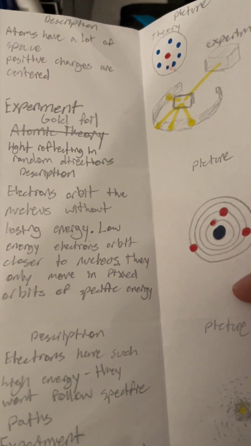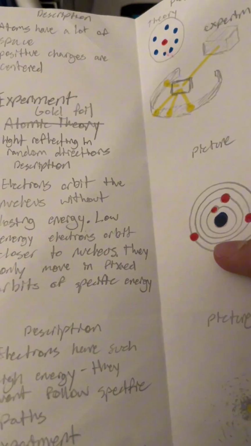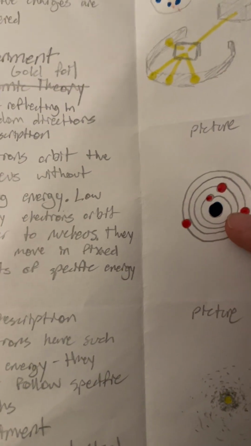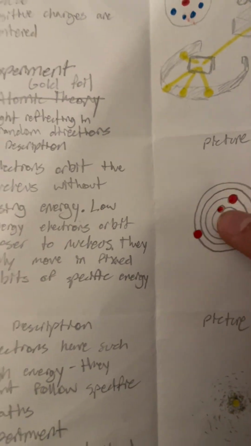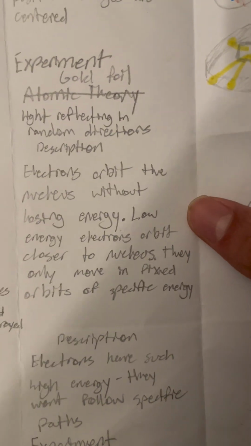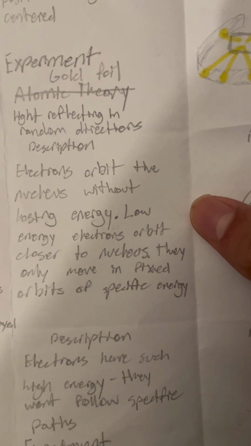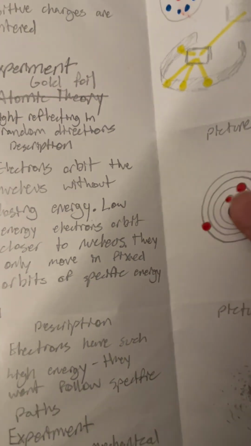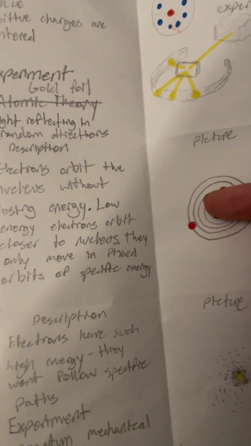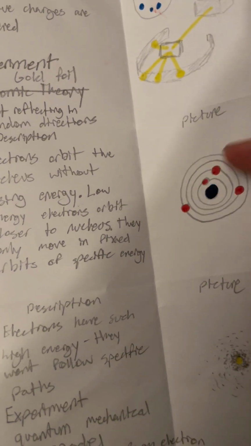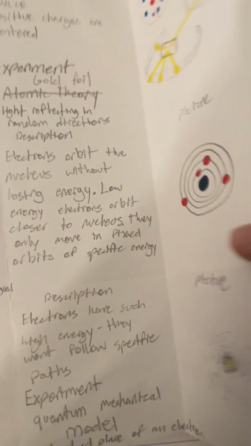Bohr, you can think about as Bohr ring, because he discovered the rings. So the description is: electrons orbit the nucleus without losing energy. Low energy electrons orbit closer to the nucleus, and they only move in fixed orbits of specific energy, is Bohr.